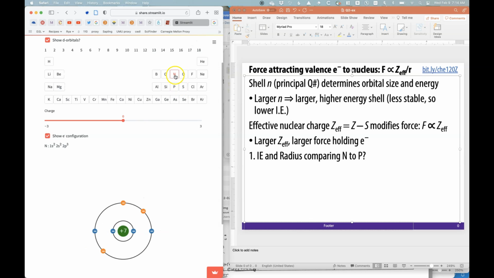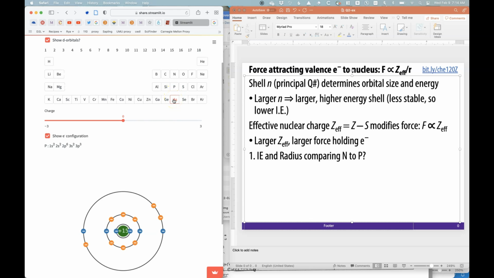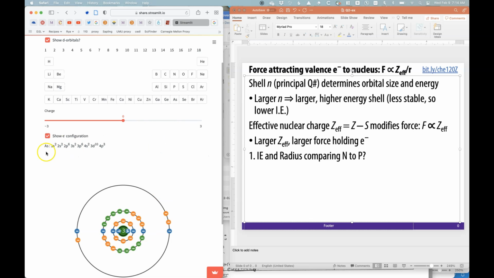Anytime we go down the periodic table, we just go from here, add a shell, gets even bigger, higher energy, easier to ionize. Again, for our next one, arsenic gets even bigger as we add more and more shells. Larger size, lower ionization energy, really straightforward whenever there's just a difference in the shells.